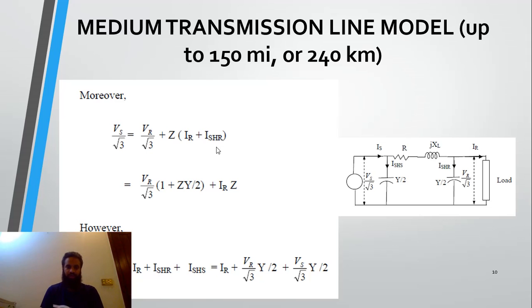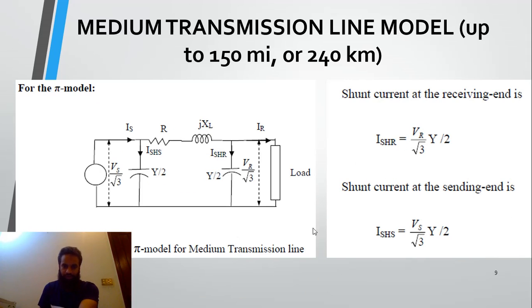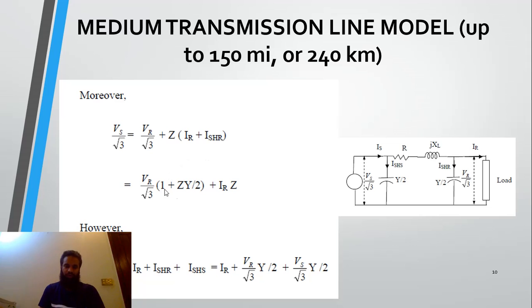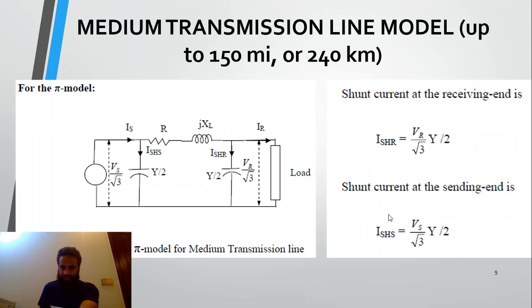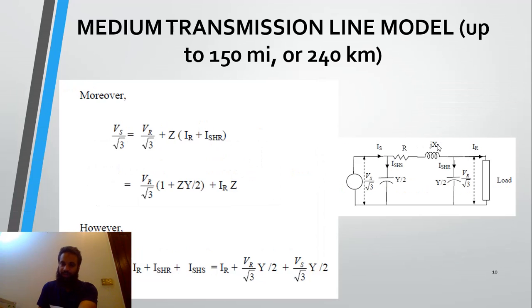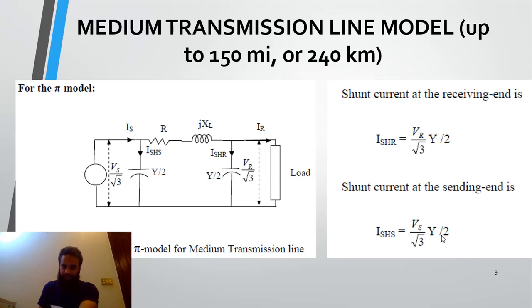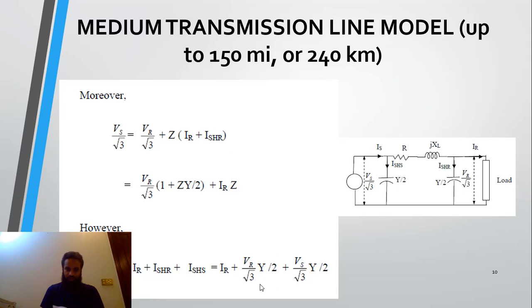So if we put the value of ISHR, which we calculated over here, then the overall equation would be this one. Similarly, if we want to calculate the sending end current, it is IR plus ISHR plus ISHS. So IR is this one, IR plus VR over 2. That means when we put the value of ISHR, this is the ISHR, VR divided by under root 3 into Y by 2, and ISHS is Vs divided by under root 3 into Y by 2. So this is the overall equation.